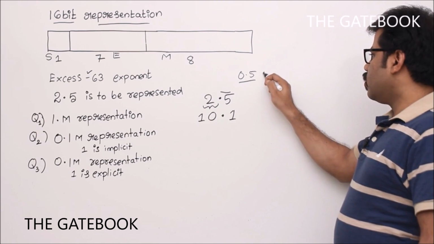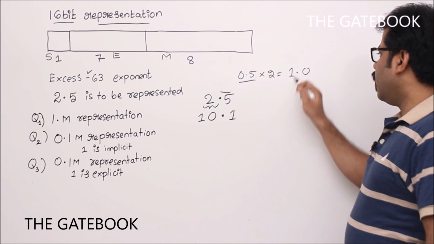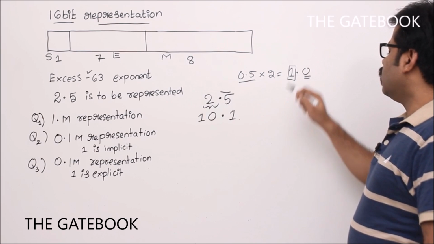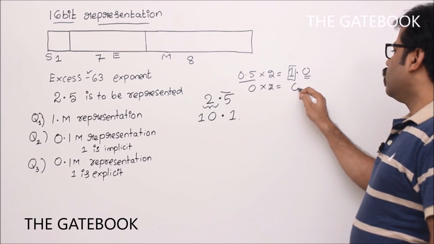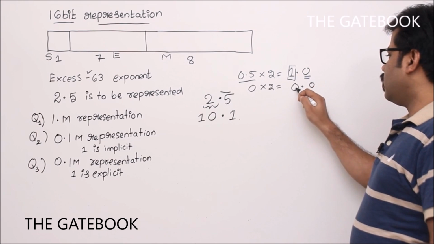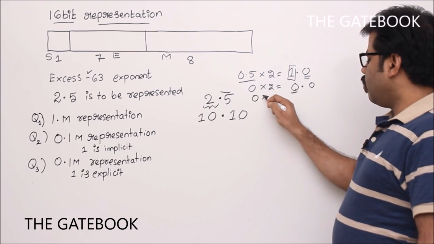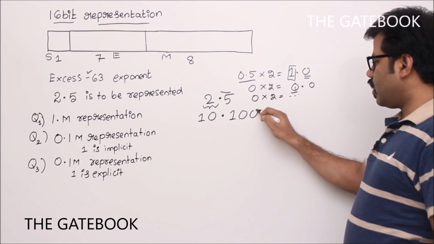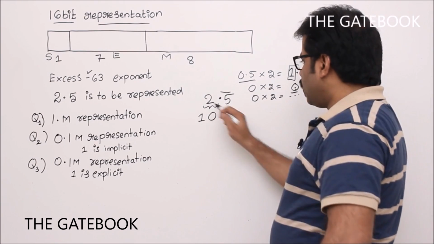Do you remember? 0.5 into 2 is 1.0. Then we write 1 here. Then the remaining portion is 0. Then we multiply 0 with 2. 0 into 2 is 0.0. Then this 0 will come here. This 0 will again be multiplied with 2. So whenever you get 0, you stop, because after that you always get zeros only. In that way we can represent 2.5.